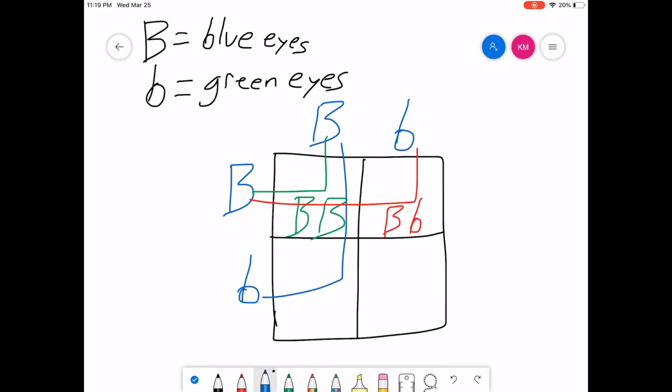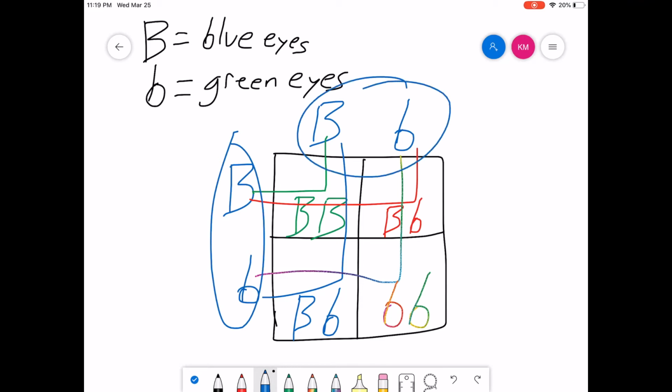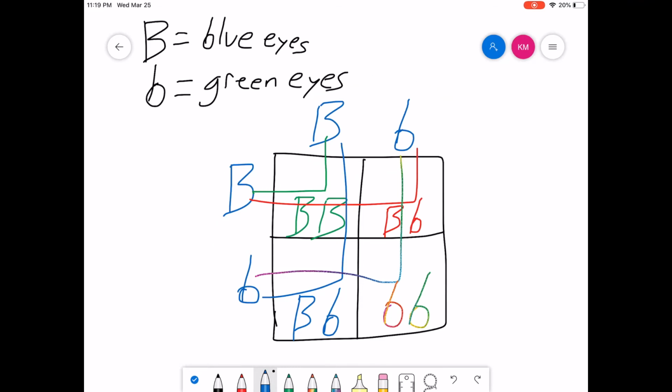For the bottom squares, we take the big B with a little b, giving us yet another heterozygous individual. And last but not least, we get the cool rainbow, giving our one and only homozygous recessive individual. And so this is the way that we can estimate the probability of the offspring of these two. In this case, we have 2 different heterozygous parents.